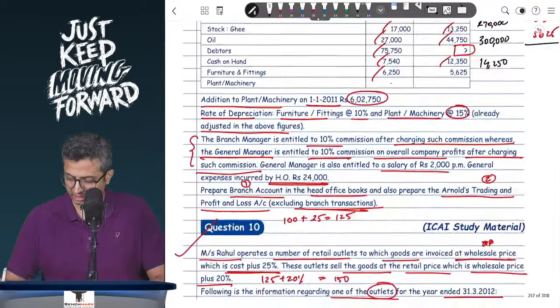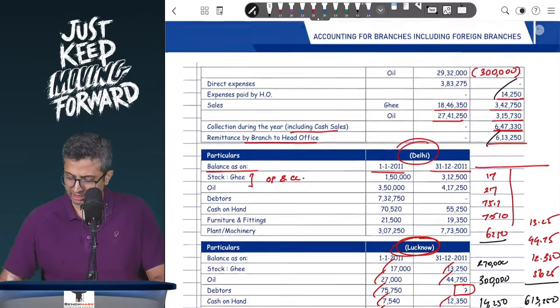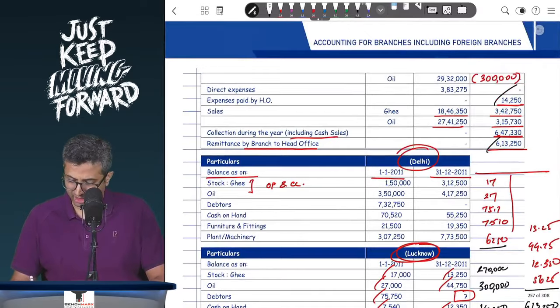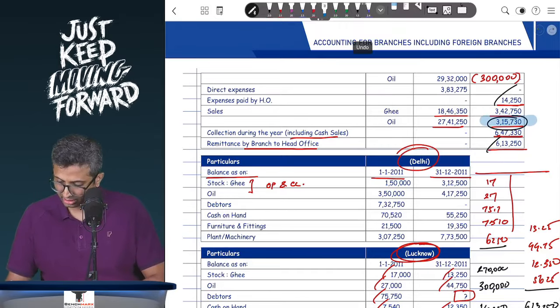So this is 6,13,250. Now the only thing that is remaining is debtors. Now when I prepare the debtor account, your sales will be 3,15,730, on which this is for oil 342,750 and 315,730. So this is your total sales. We are assuming these are on credit. No, these are your total sales.